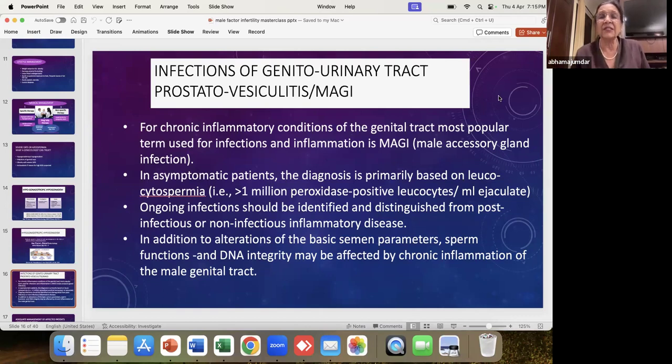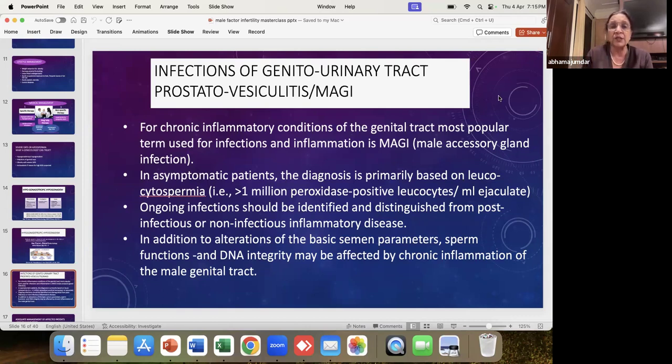Then if a culture is asked for, let him collect only what he ejects out of his penile structure, not what falls over the prepuce and penis, which he collects in the container, because then it will have all skin contaminants. So in asymptomatic patients, the diagnosis is primarily based on leukocytospermia. So here also you don't do a culture first. It's very important to see peroxidase positive leukocytes.